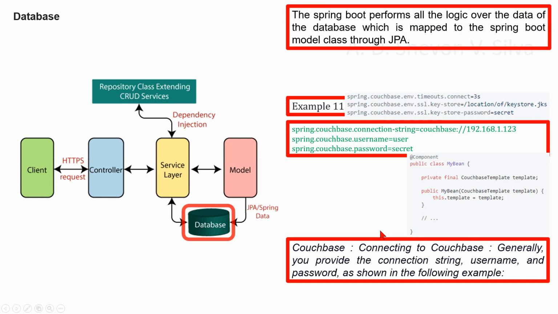Now we are considering connecting to Couchbase. In Couchbase, generally you provide the connection string, username, and password, as shown in the following example. You can get a Cluster by adding the Couchbase SDK and some configuration. The spring.couchbase.* properties can be used to customize the connection. Generally, you provide the connection string, username, and password, as shown in the following example.